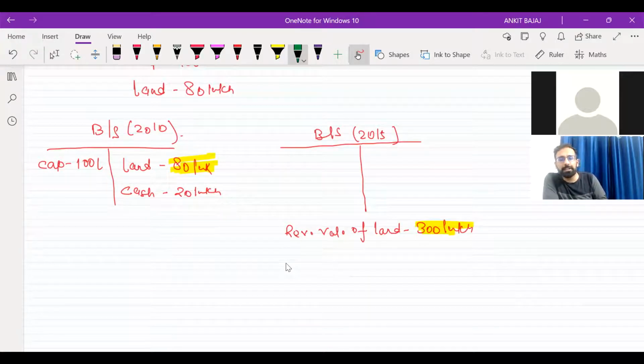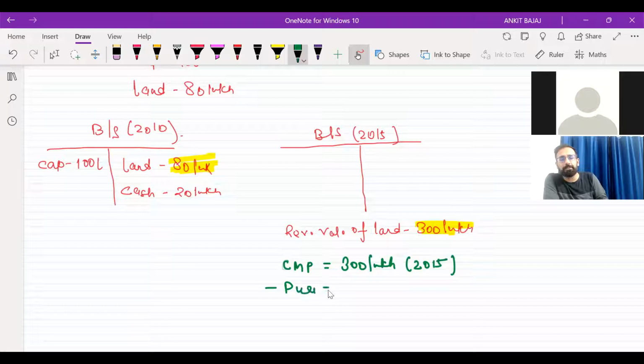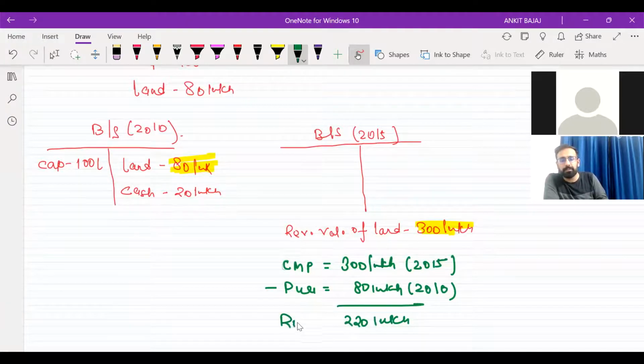If you see, the current market price of land in year 2015 is 300 lakh. When you purchased this land in year 2010, you paid 80 lakh rupees. So you can see there is a gain of 220 lakh. This is your revaluation gain.